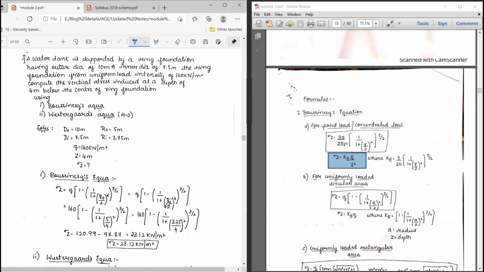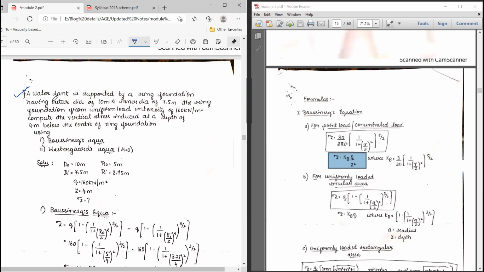Yeah, now we will see this problem. Here the problem is a water tank is supported by a ring foundation. Ring foundation means you can imagine the foundation, it will be like this. Having an outer dia of 10 meter. That means this outer dia is 10 meter.